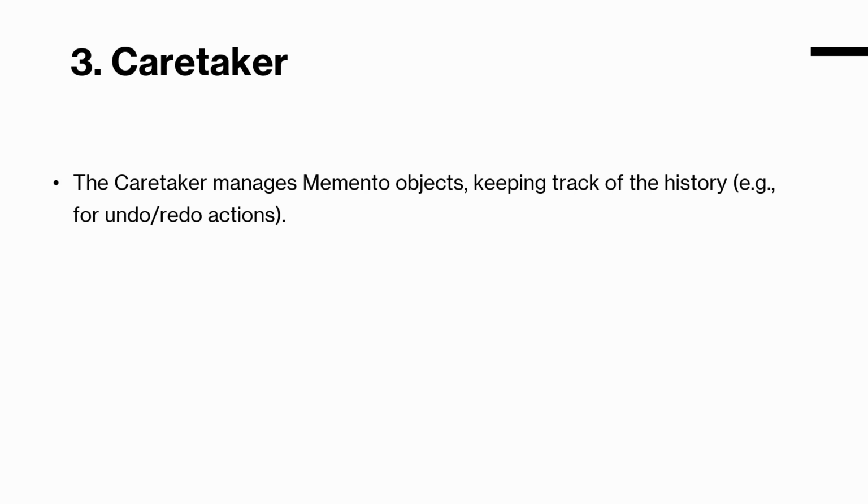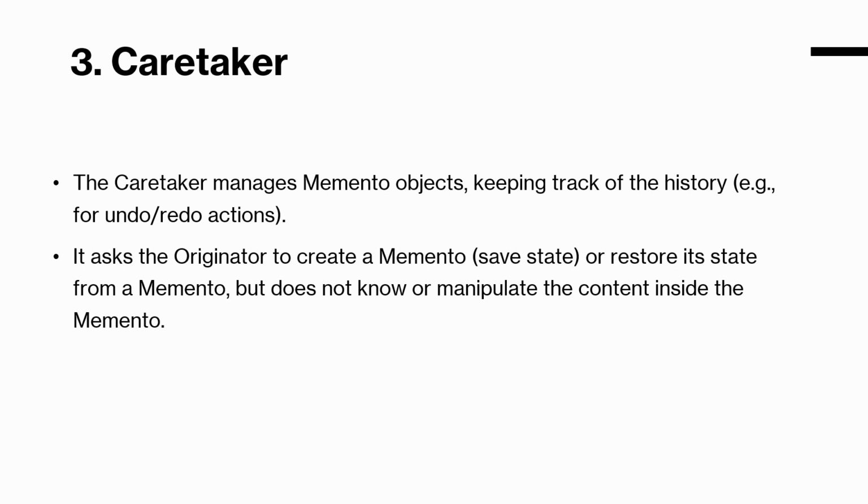So basically, the caretaker stores a list of memento objects, and each of these memento objects stores a different state. So the caretaker will be able to perform the undo, redo, etc. functionality by switching between these different state objects, which are the memento objects. The caretaker asks the originator to create a memento or restore its state from a memento. It does not directly manipulate the content inside the memento. So the caretaker does not directly read the state of the memento or manipulate it.